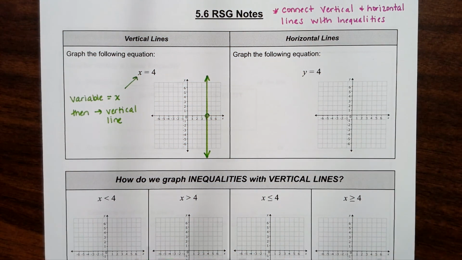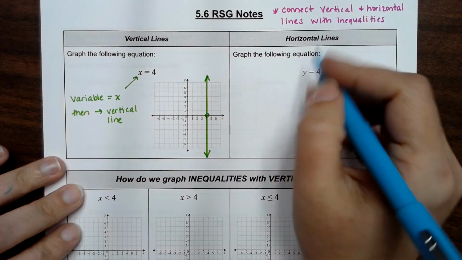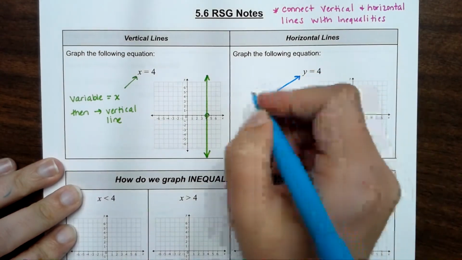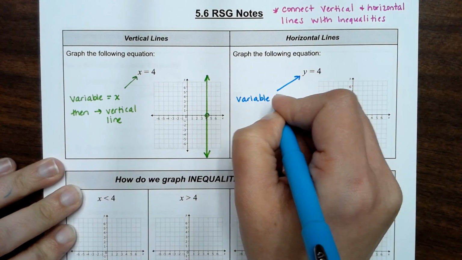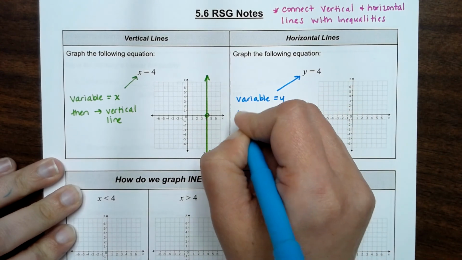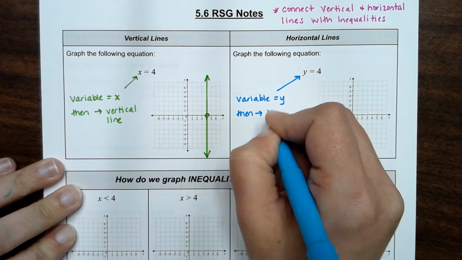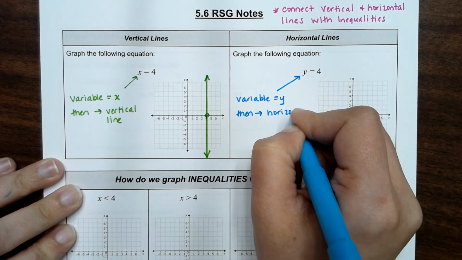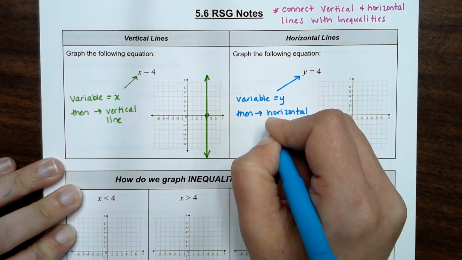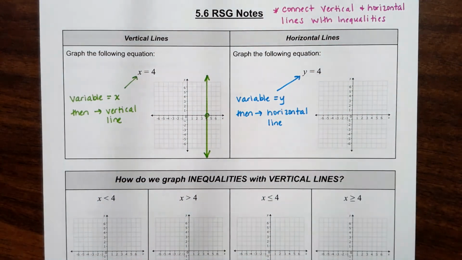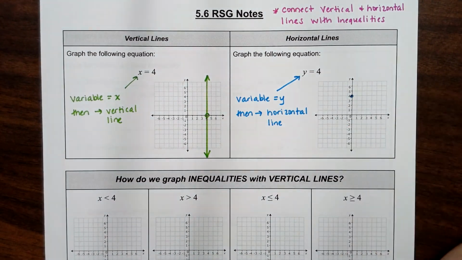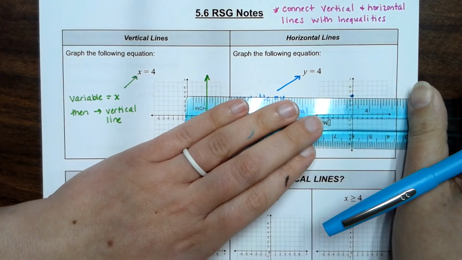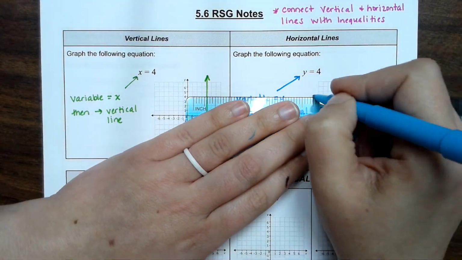I also know that if my equation says y equals 4, then the variable is a y, so this should be a horizontal line. So I'm going to find the spot on the graph where the y is 4, which would be here, and I'm going to draw a horizontal line through that point.